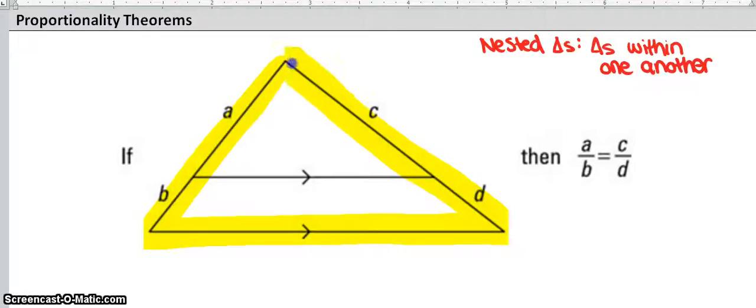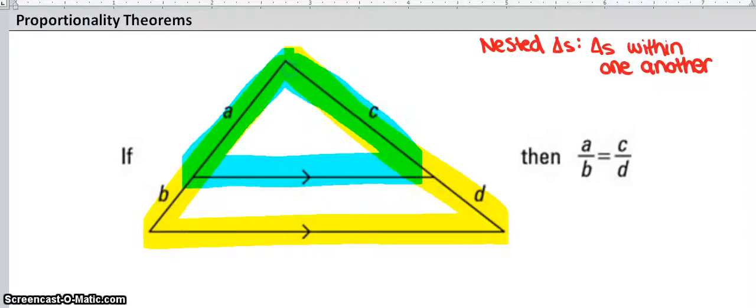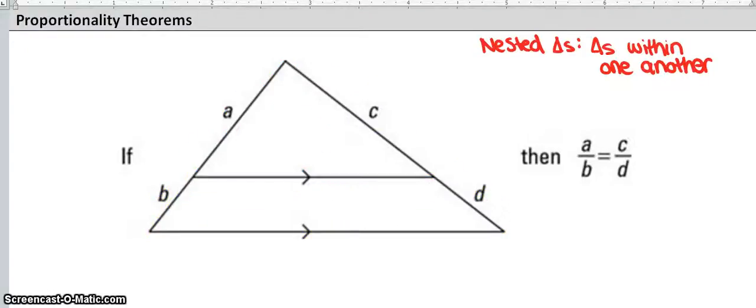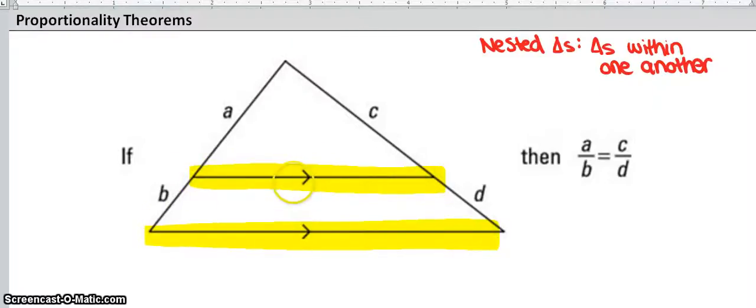Here's one triangle, the bigger triangle, and the other triangle's inside of that. So hopefully you see those two triangles there. And they're nested inside of one another, but these are similar. And the reason we know they're similar is because of these lines and the symbols on those lines right there. What do those arrows mean? Those arrows are denoting that these lines are parallel.